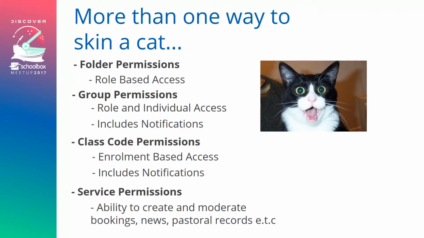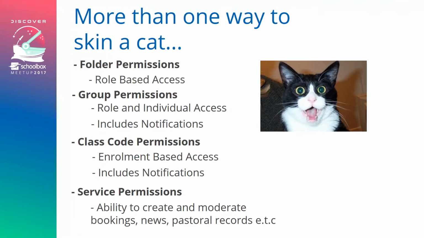So there's more than one way to skin a cat. There's many ways to issue out permissions in Schoolbox. There's folder-based permissions, so that'll be for your directory. Group permissions, setting up things like extracurricular groups. People will receive notifications in those groups. One of the main ones you see are class code permissions, attaching a class code to a page. That'll manage your teacher for that page and all of the students.